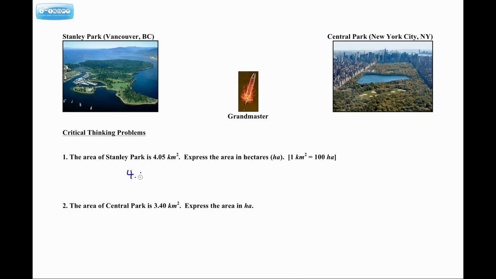So 4.05 kilometers squared. And, well, we're given the conversion to hectares. We know that there's 1 kilometer squared per 100 hectares. Okay, so I just copied that conversion, and the kilometer squares, they cancel. Okay, so that was easy. I just multiply my number by 100. So that's 405 hectares.